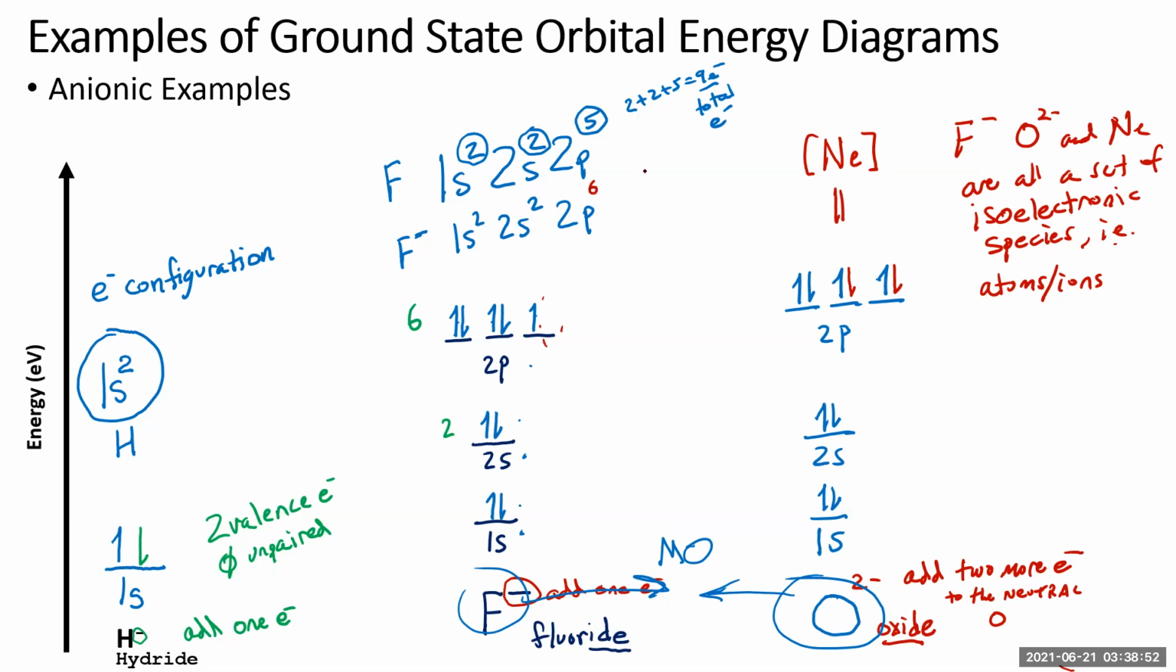2p6. And what about my total? 2 plus 2 plus 6 equals 10 electrons, which is exactly what we want. By the way, another way to write the electron configuration of fluoride is to simply write it as the noble gas neon in square brackets.